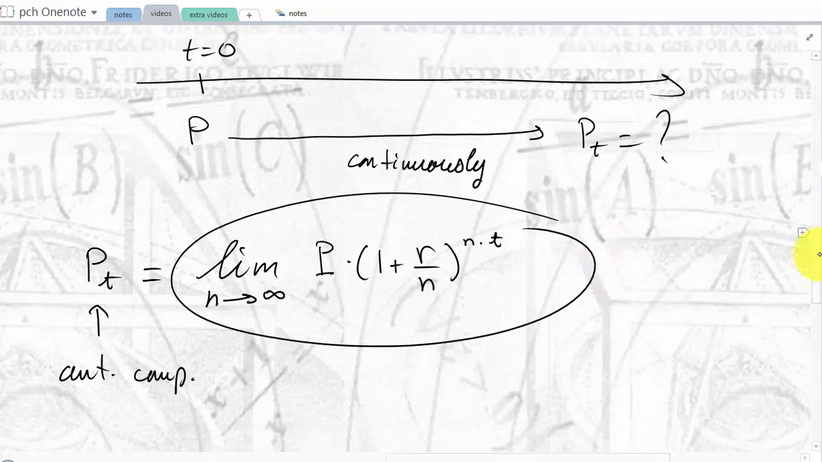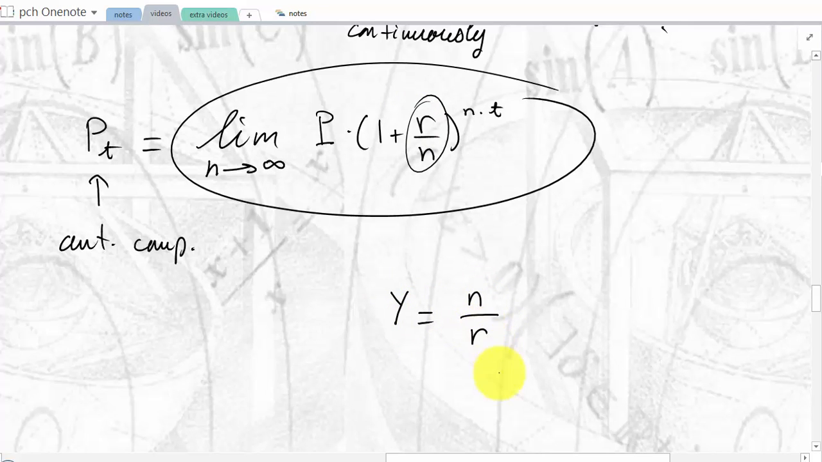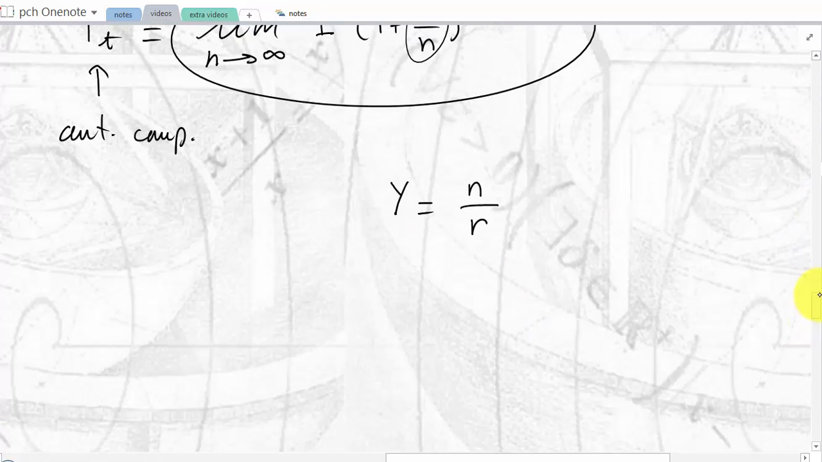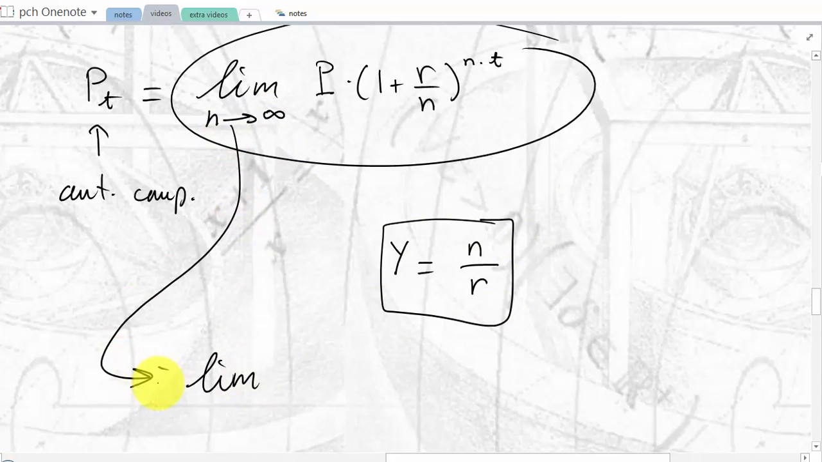So what is this limit? You know how to do that. That's the technique of the limit that we've seen in a previous video. All right, so I'm going to do it one more time for you. You need a new variable here. So let me call y, n over r. Y is n over r. So this is my new variable. I'm going to rewrite this limit right here, and I'm going to use y this time.